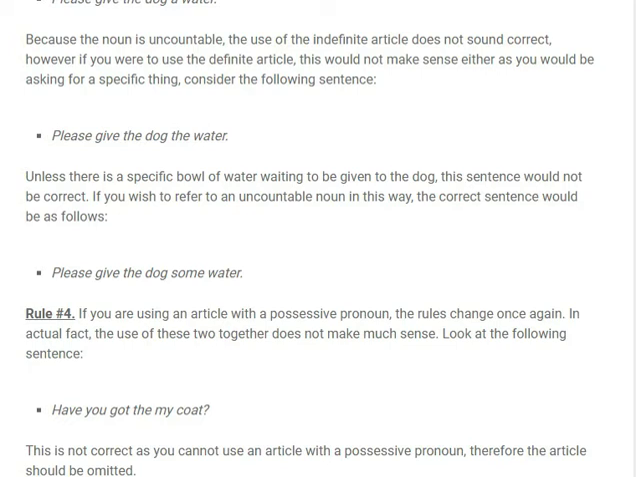Unless there is a specific bowl of water waiting to be given to the dog, this sentence would not be correct. If you wish to refer to an uncountable noun in this way, the correct sentence would be as follows. Please give the dog some water. It would be, of course, much better to say some.